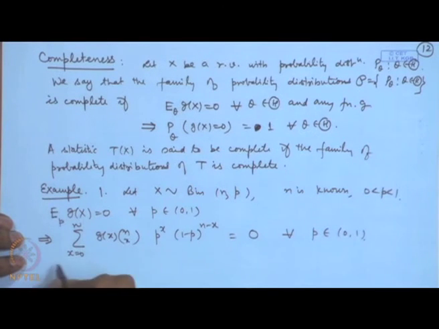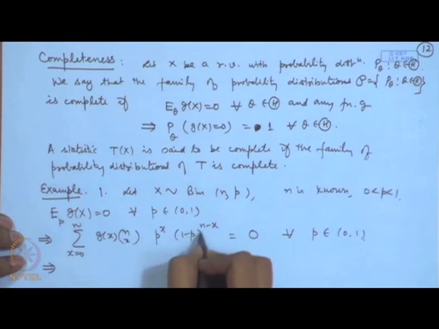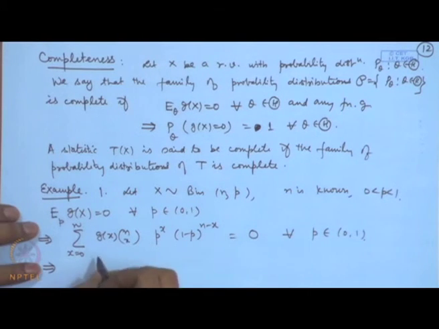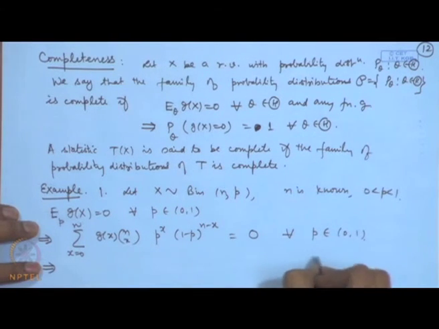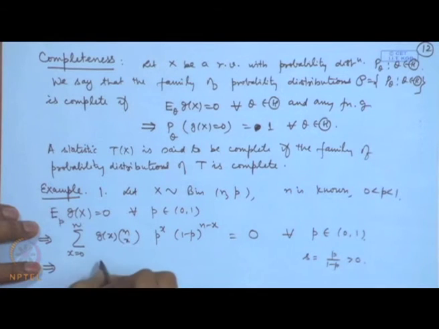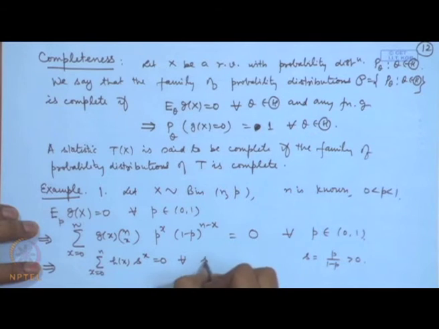Now, this we can also write as follows: (1 - p)^n we can cancel out on both sides, and let us write s = p / (1 - p). So, this will be a positive term. So, we can say the sum of h(x) s^x, x = 0 to n, is equal to 0 for all s greater than 0, where h(x) is nothing but the function g(x) times nCx.